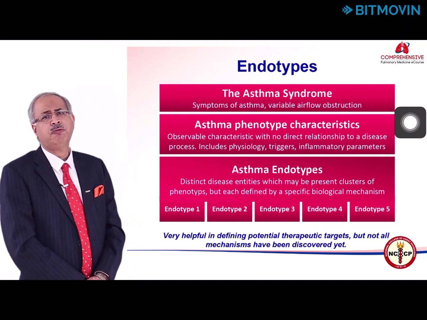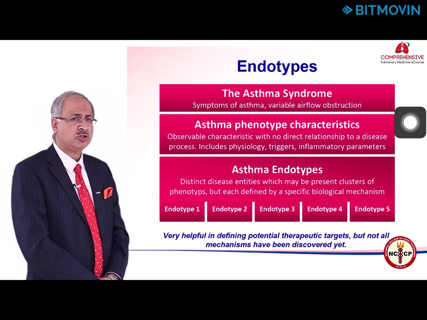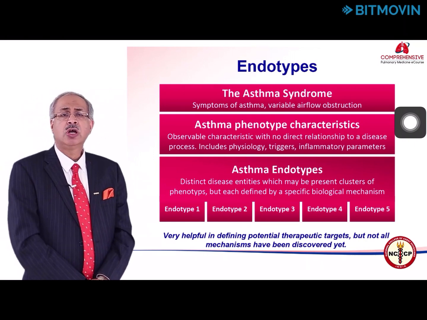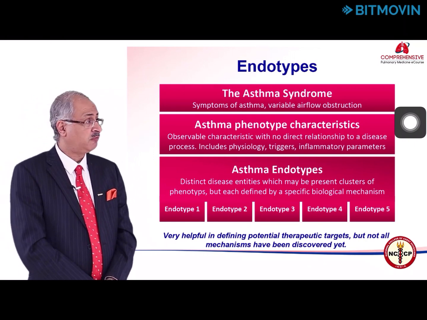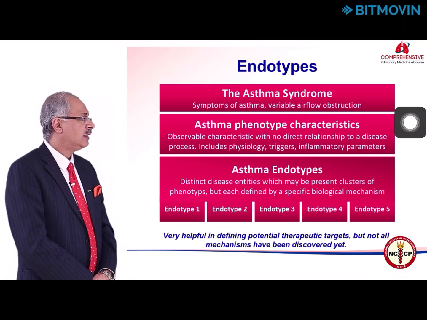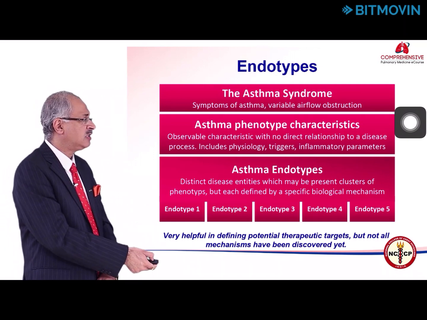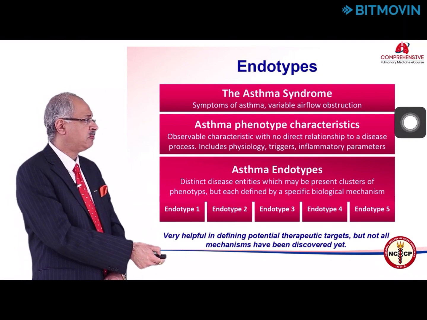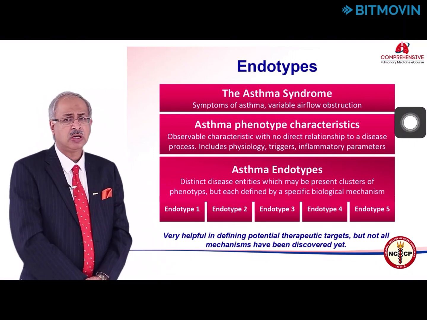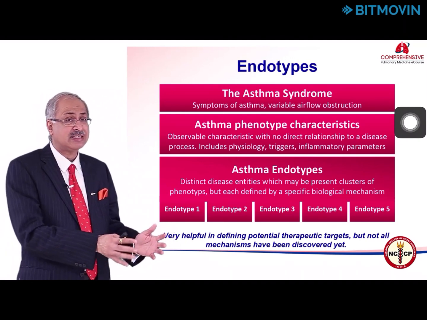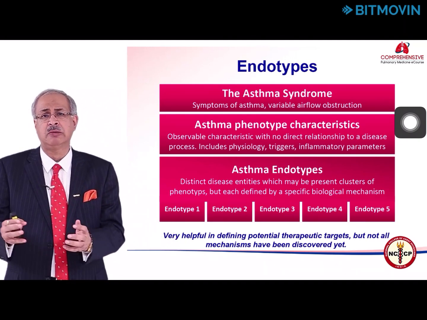Now they are very helpful in terms of defining potential therapeutic targets, but not all mechanisms which predispose to asthma have been identified. What we look at is that initially we will have asthma endotypes. They are nothing else but distinct disease entities which can be present in clusters of phenotypes. That means there could be certain groups, but each has a separate, different biological mechanism.